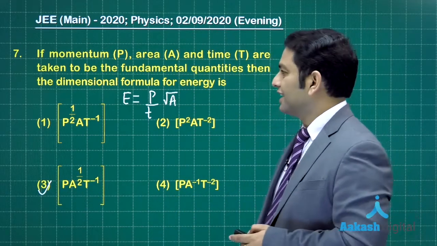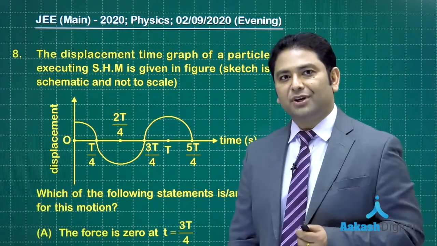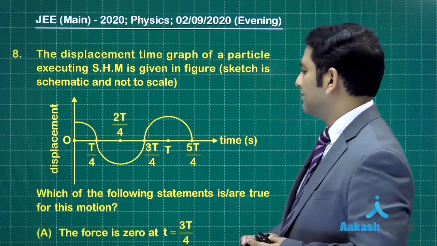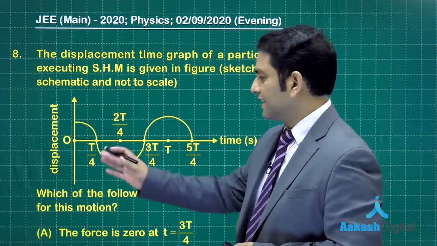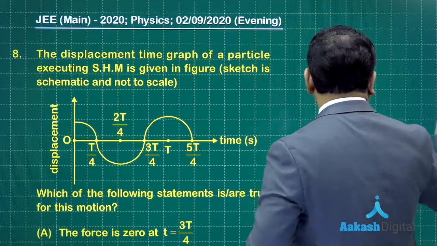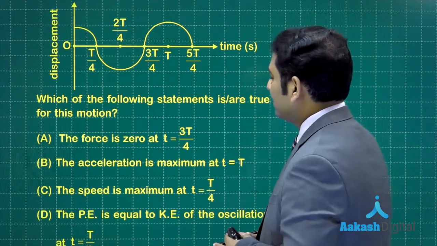And now let's go for the next, the 8th question. This is related to simple harmonic motion here. You could see the displacement versus time that's been given and the period has been marked. The segments have been given there. We need to see the correct options. Again, we need to scan out one by one.